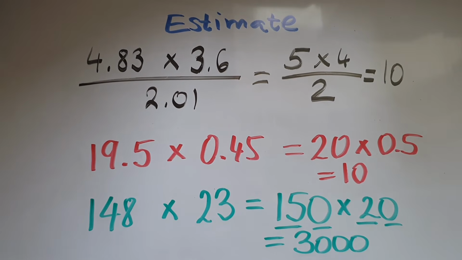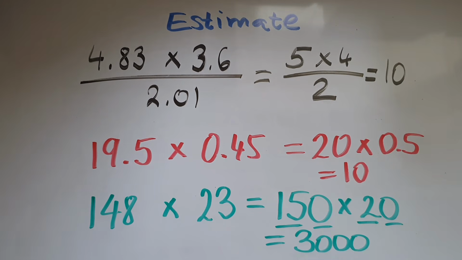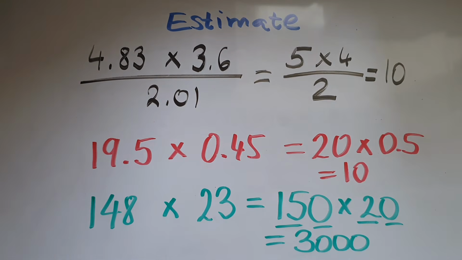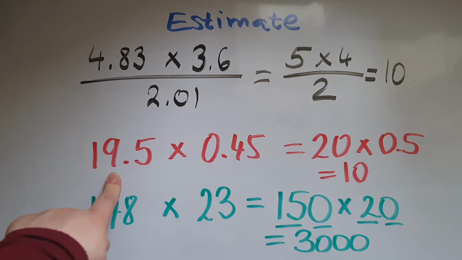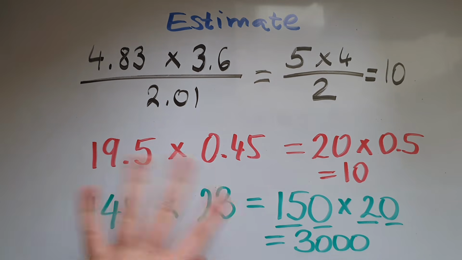So estimation can be done with decimal numbers as well as whole numbers. And you don't need to round each of the numbers within the calculation to the same degree of accuracy. So here we rounded to the first significant figure, which was fine for all of them. Here we rounded to the second significant figure, or to the nearest 10, whereas this one was rounded to 1 decimal place. So different degrees of accuracy. Then looking at this, we rounded them both to the nearest 10, so to the same degree of accuracy.